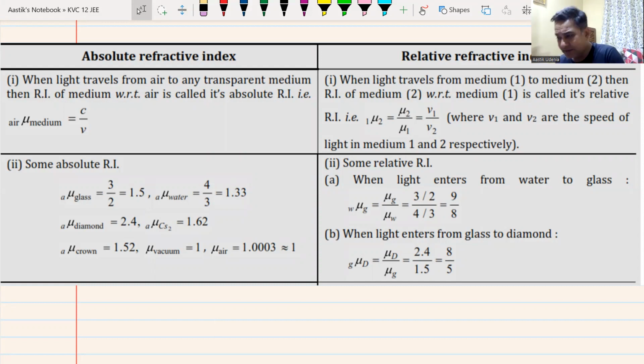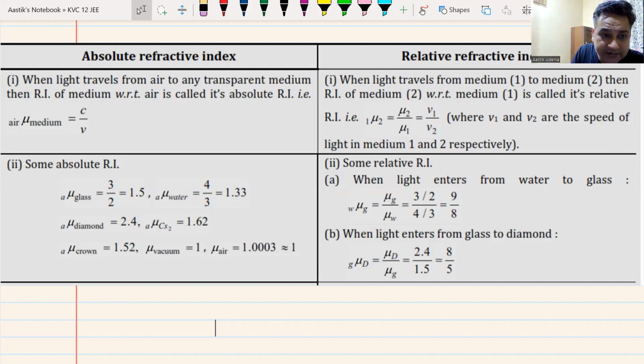This is just a recollection of what we have done. Absolute refractive index, relative refractive index. In fact, absolute refractive index is also relative refractive index. The only thing is there we are comparing it with the refractive index of vacuum. Do we understand this? Everyone understands this? And here they have given the actual values of mu of glass. Mu of glass is 3/2. Remember, mu of water is 4/3. Do you understand this? Okay. My values may not be correct.